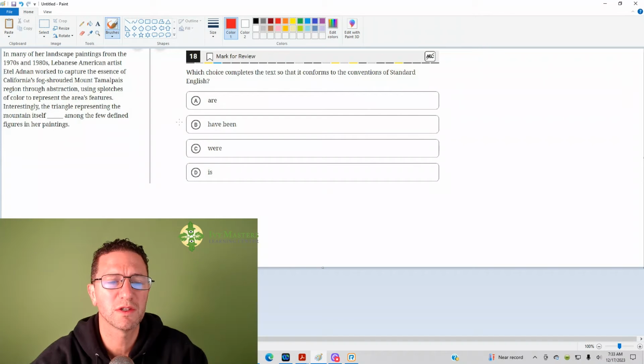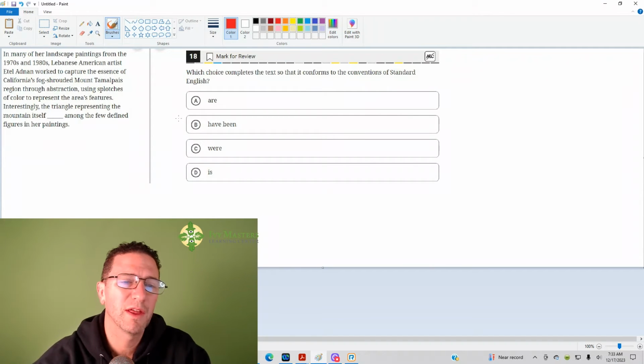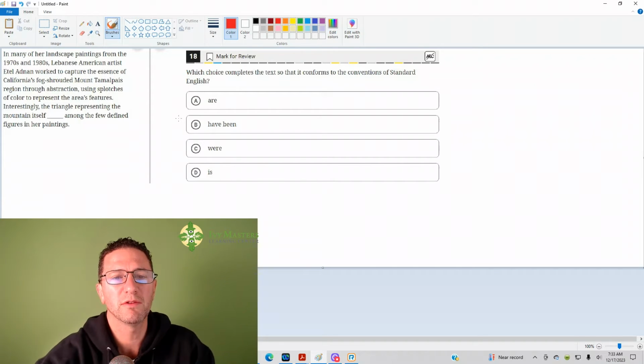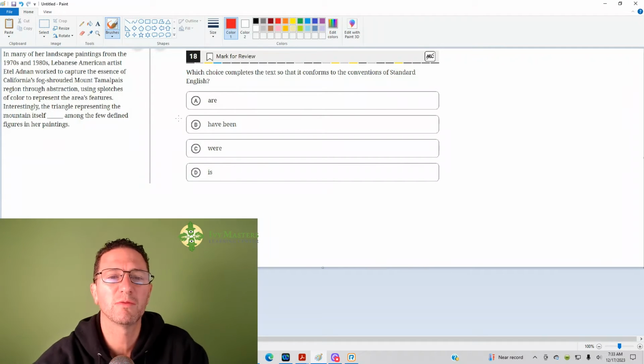If you look at the answer choices, it might be difficult to identify them, but they are verbs. They just don't show action. When a verb is underlined, you've got to check two things. You've got to check tense and subject-verb agreement.